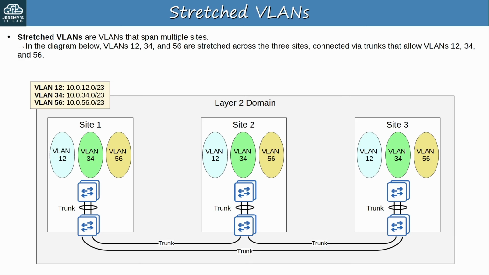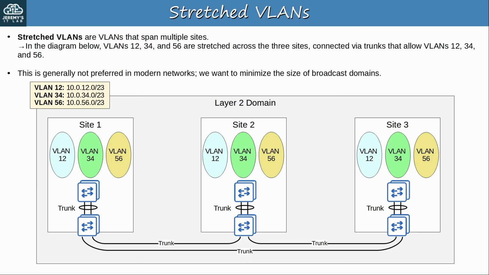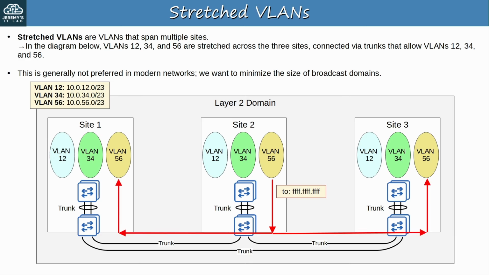Hosts in VLAN 12 are in subnet 10.0.12.0/23, hosts in VLAN 34 are in 34.0/23, and hosts in VLAN 56 are in 56.0/23. This kind of design is generally not preferred in modern networks. We want to minimize the size of broadcast domains. With this design, if a host at site 2 in VLAN 56 sends a broadcast frame, it will be flooded to all hosts in VLAN 56, in sites 1, 2, and 3. Like I said, this kind of design is usually not preferred.